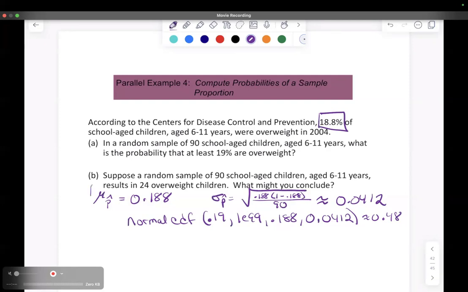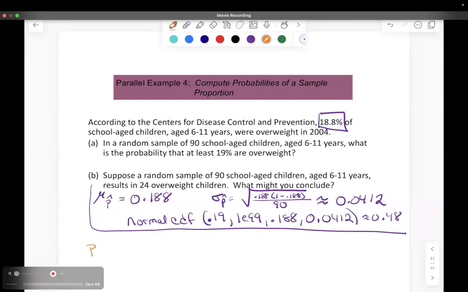So the bottom, I'm going to block this off. The bottom question asks me, suppose a random sample of 90 school-age children, ages 6 to 11, results in 24 overweight children. What might you conclude? Basically, it's saying I took a sample of 90 kids and 24 of them were overweight. What it wants you to do is take a look at the probability. And if it's unusual, you're probably going to have a conclusion.